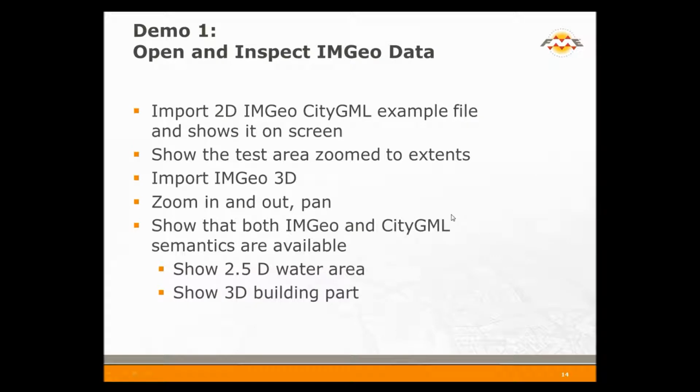For the first demo, we'll take a look at how to open and inspect IMGeo CityGML data. We'll have a look at the standard 2D relay dataset, as well as an IMGeo 3D dataset version of that, and do some zooming, panning, and feature inspection, including looking at the IMGeo and CityGML schemas.